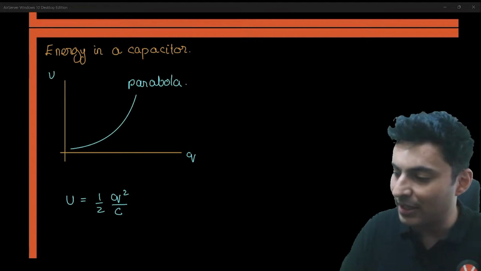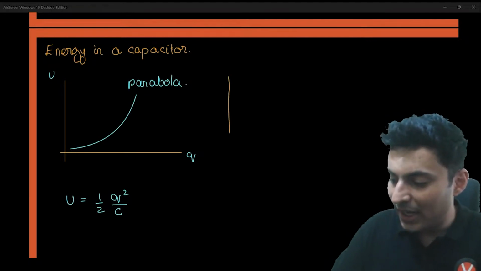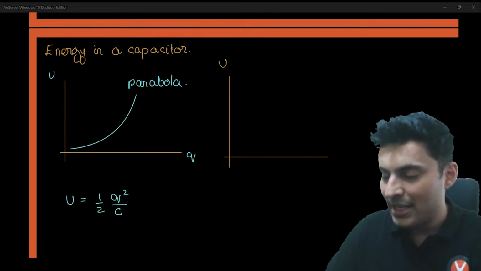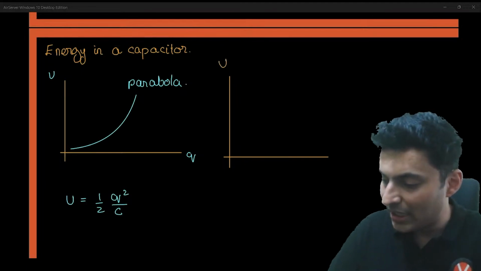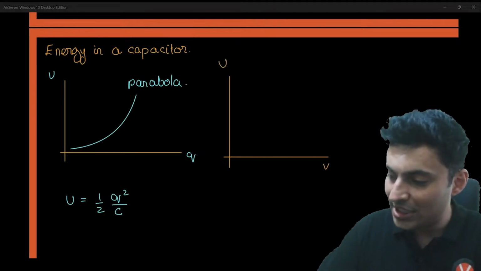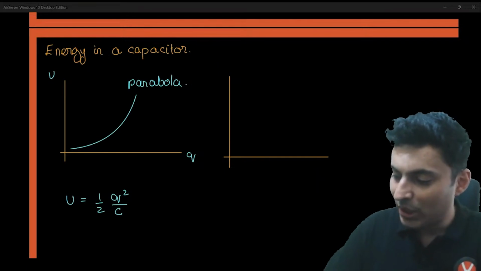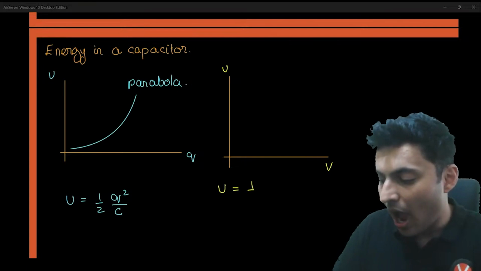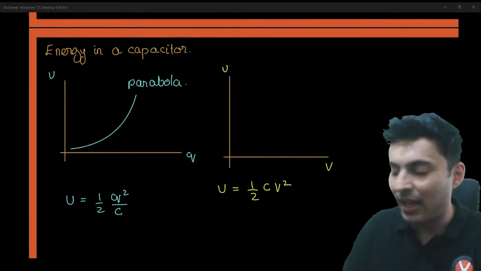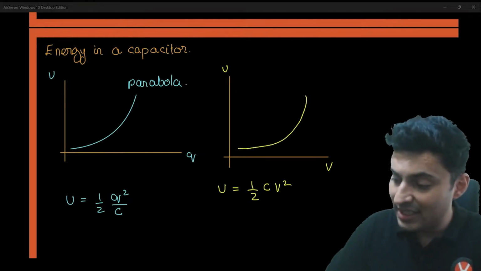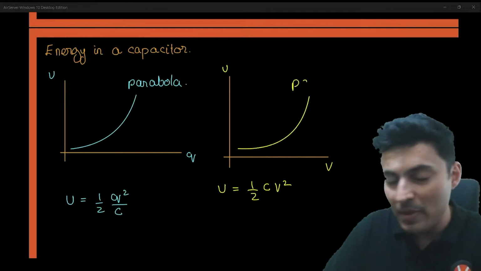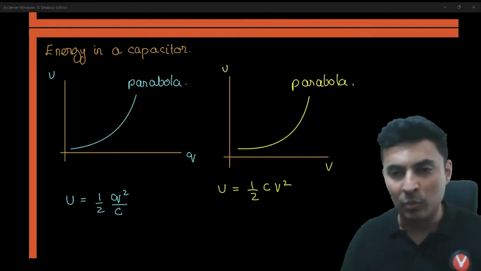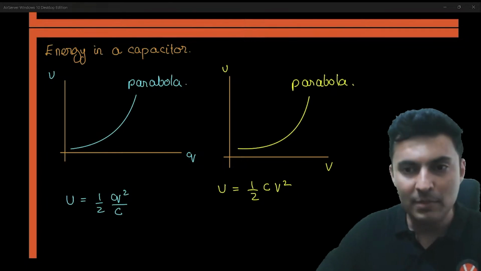Yes, derivations also I'll be giving it to you. Don't worry about it. But if you draw a similar graph for potential energy versus voltage, U is equal to half C V square. It is again proportional to V square. So this graph will also be a parabola. Keep this in mind.